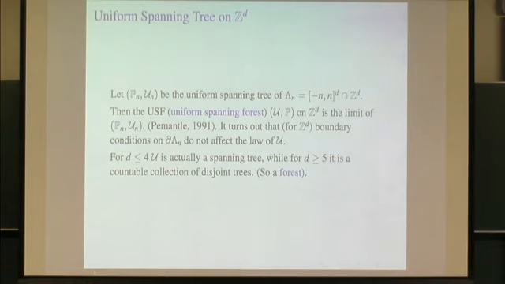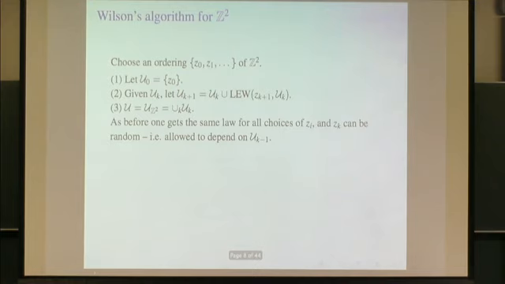So I called it a uniform spanning forest rather than a uniform spanning tree. For d less than or equal to 4, you get a spanning tree. Well, for d bigger than or equal to 5, it's a countable collection of disjoint trees, and so it's called a forest. I'll explain in just a moment after I've shown you Wilson's algorithm in that context.